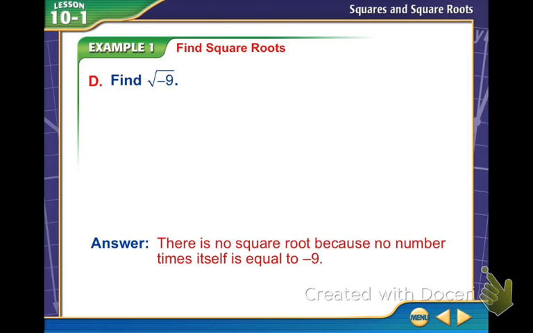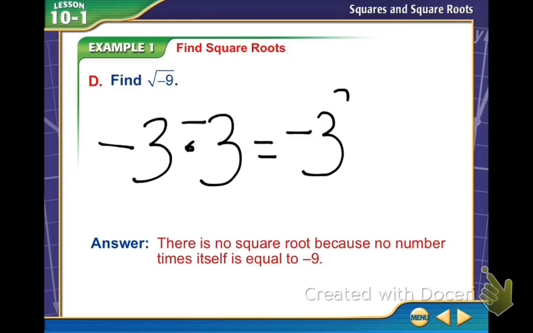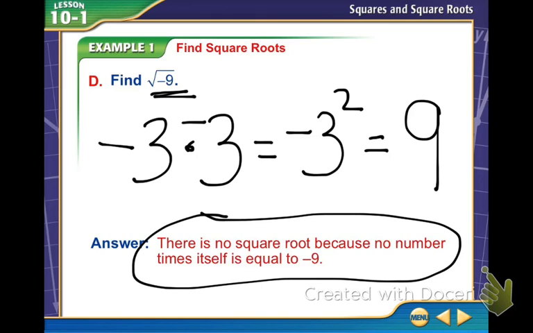Okay, this problem is kind of tricky and kind of interesting. You're looking at the square root of negative 9, but it's not possible. You may be thinking it should be negative 3, but wait, negative 3 times negative 3, or negative 3 squared, would actually equal a positive 9. It's impossible to get a negative 9. So we would say that it's not possible. There's no square root.